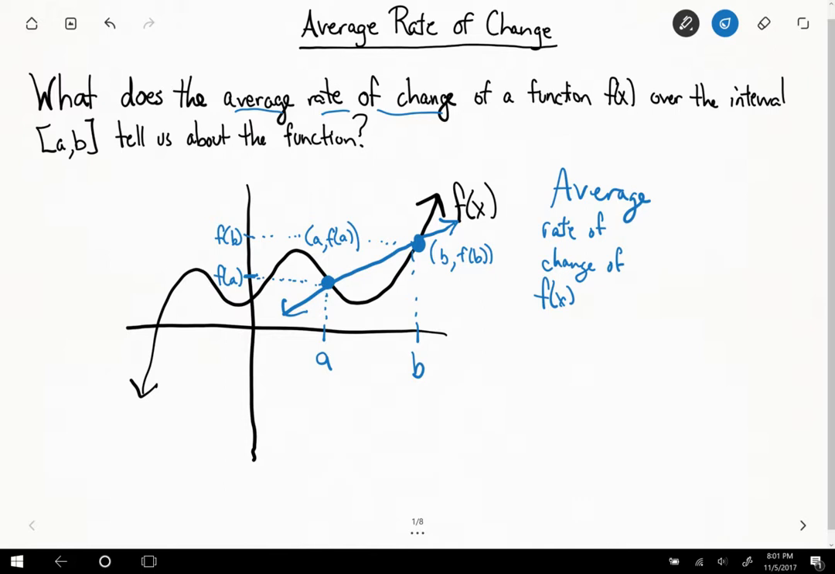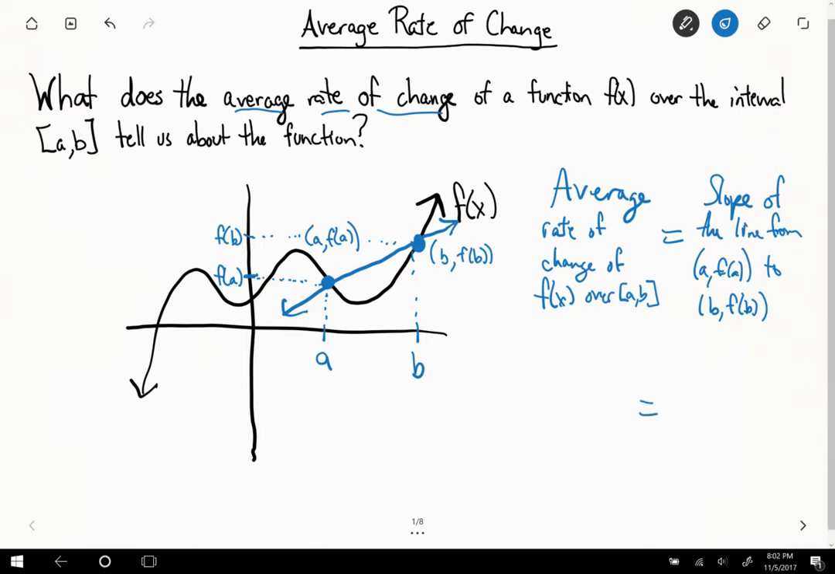So the average rate of change of f of x over the interval a, b is just equal to the slope of the line from a, f of a to b, f of b. So what that means at the end of the day is, how do we find slope between 2 points? You just do the y2 minus y1 divided by x2 minus x1.